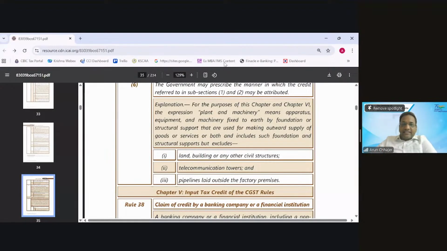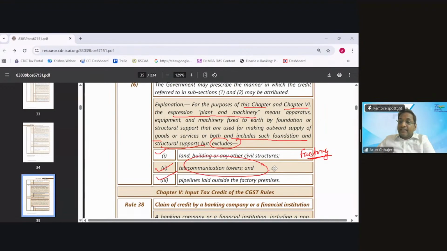After 17.5 there is an explanation. For the purpose of this chapter and chapter 6, the expression plant and machinery means apparatus, equipment, machinery fixed to earth by foundation or structural support that are used for making outward supplies and include such foundation and structural support, but exclude land, building or any other civil structure. Therefore, the ITC of the factory is not considered as plant and machinery. Telecommunication tower and pipeline laid outside the factory premises.